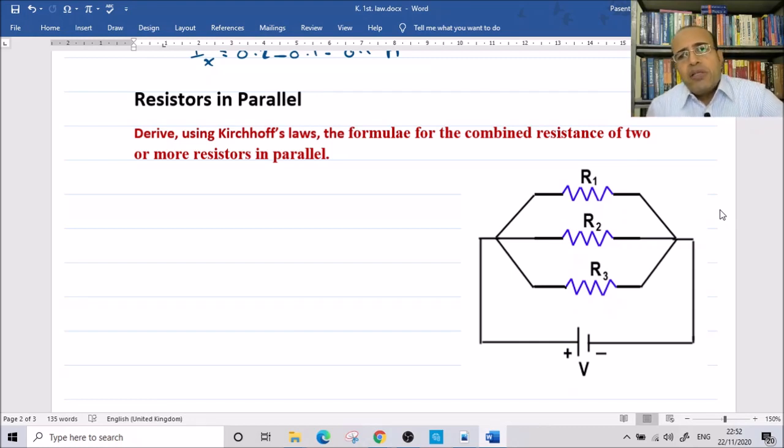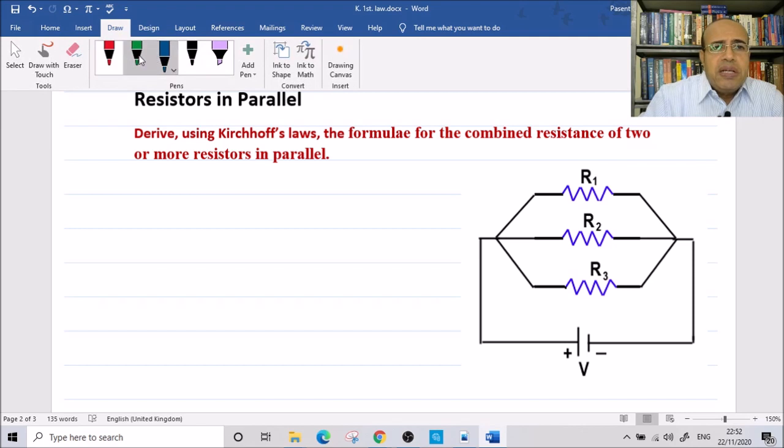Now in that circuit we have three resistors connected in parallel. How can we decide parallel or series? It depends on the currents. If the current is the same, it's series. If the current is different, so the current is split into different currents, this is parallel.